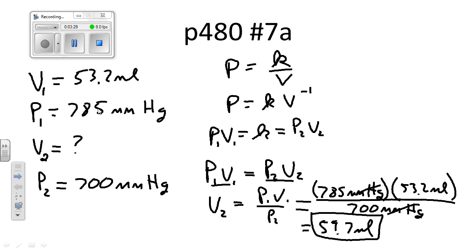59.7. Now let's consider whether that seems reasonable. The pressure went from 785 to 700. It went down, and since this is an inverse relationship, the volume should go up. Does the volume go up? It does. It goes from 53 to about 60. All right, so there we have a Boyle's law problem.